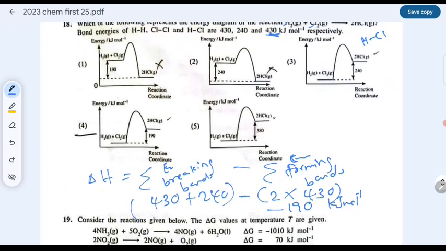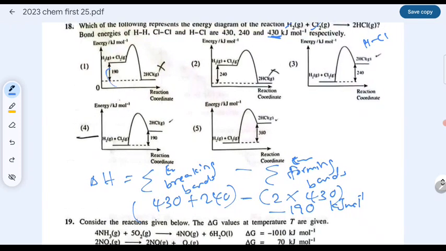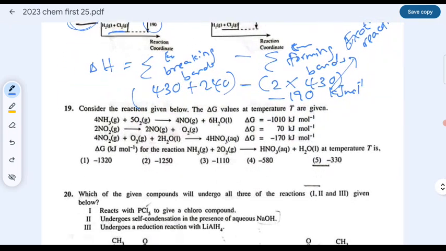So let's select the answer with 190. Here it has 190, here also 190. Only these two, then we have to select. Now this is minus 190. This minus means this is an exothermic reaction. So what is the correct energy profile for an exothermic reaction? The fourth one. The products should have less energy than the reactants' energy. So the answer is 4. Next we will move on to the 19th question.